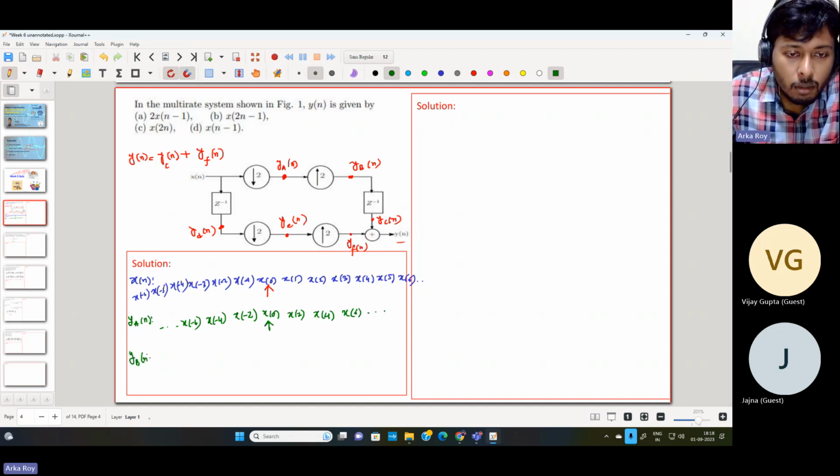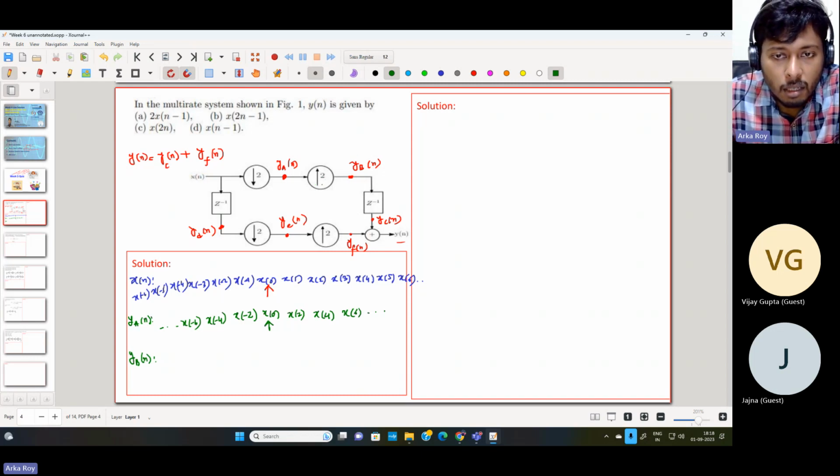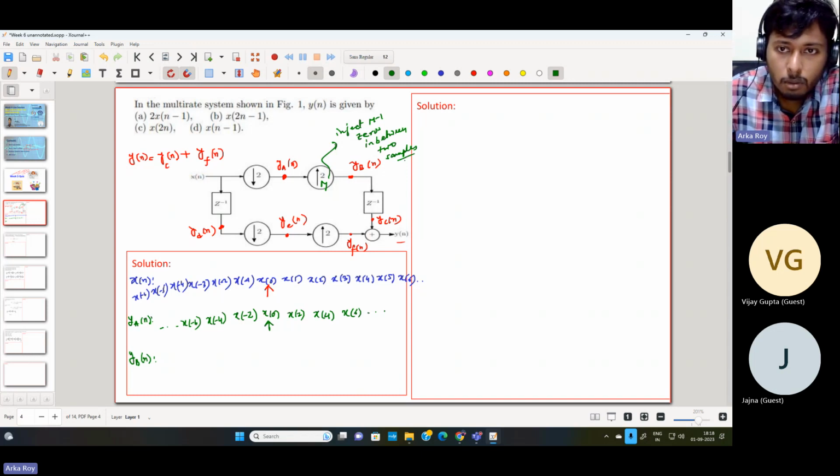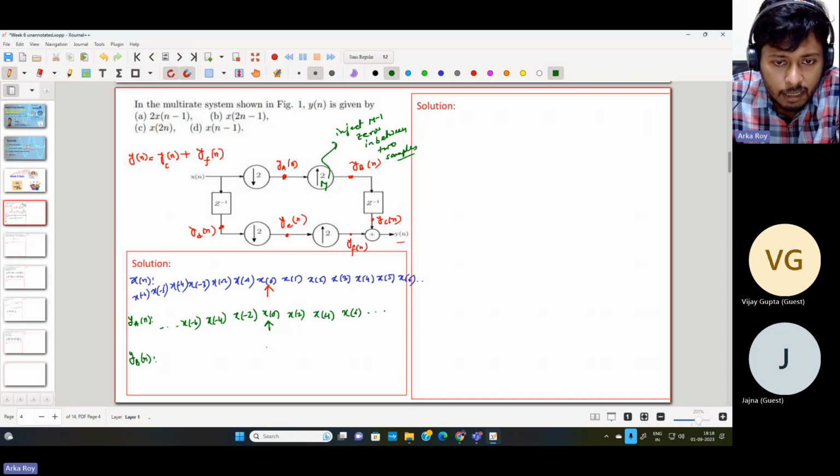Now, followed by that, there is an upsampler. What the upsampler basically does is inject some zeros, m minus 1 zeros. For example, when it is upsampled by m, it will inject m minus 1 zeros in between two samples. That is what we have seen in the last live session, or in the week 5 content also. It has been described very elaborately.